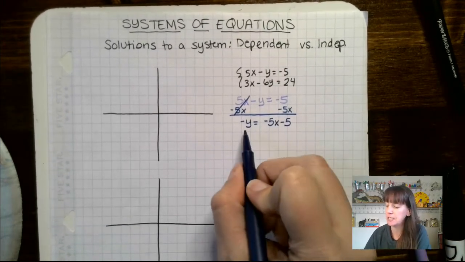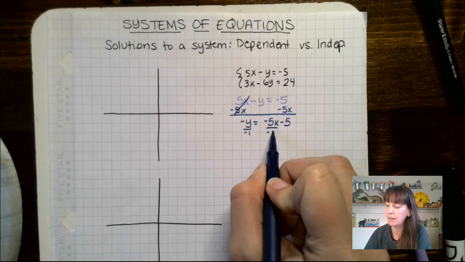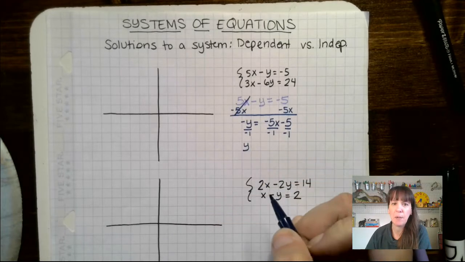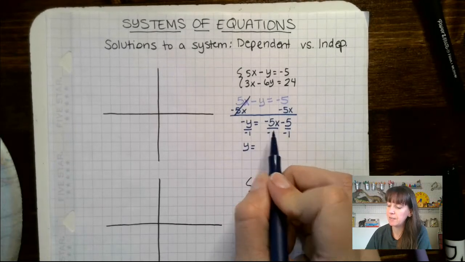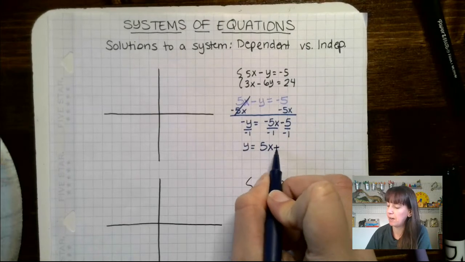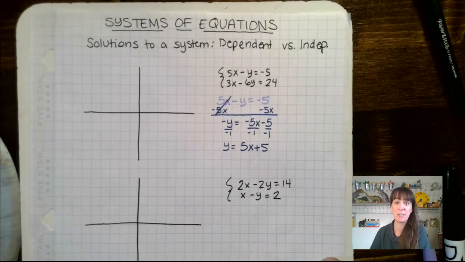Now what I need to do is divide everything by a negative 1 so I get that y by itself. All right. Negative divided by negative is a positive. Negative divided by negative is a positive. And negative divided by negative is a positive. Okay, that's our first line that we're going to be graphing.